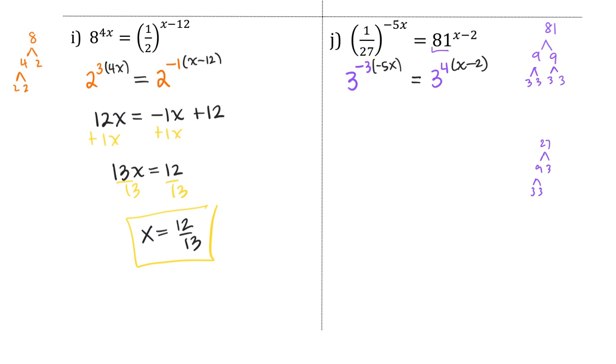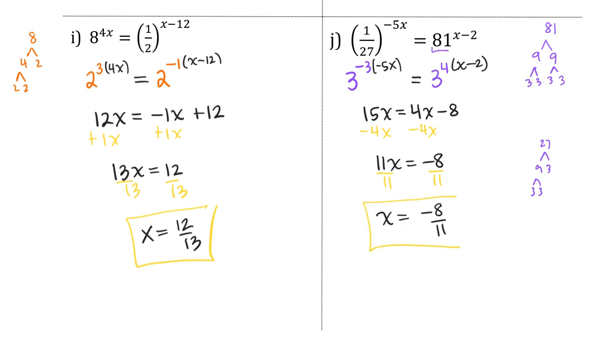Okay, once you get the same base, you've kind of done the hardest part. So let's make the exponents equal. I'm going to multiply as I go. Negative, negative, that's a positive 15x equals 4 times x, 4x minus 8. Okay, move the x's to the same side. Okay, x equals negative 8 over 11.